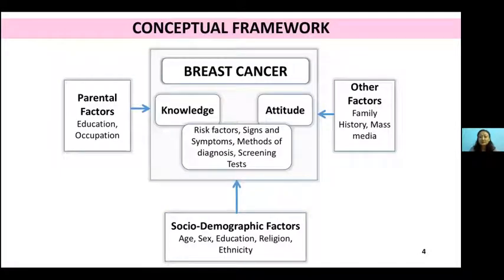So, this is the conceptual framework of my study. We are assessing the knowledge and attitude, and the factors which affect them, like risk factors, signs and symptoms, methods of diagnosis, and screening. Other factors which may affect the knowledge and attitude of the participants are socio-demographic factors, that is age, sex, education, religion, and ethnicity, and also parental factors like education and occupation of the parents, that directly affect the knowledge and attitude of the adolescents. Another factor is family history, and the mass media may also affect the knowledge and attitude of the participants.